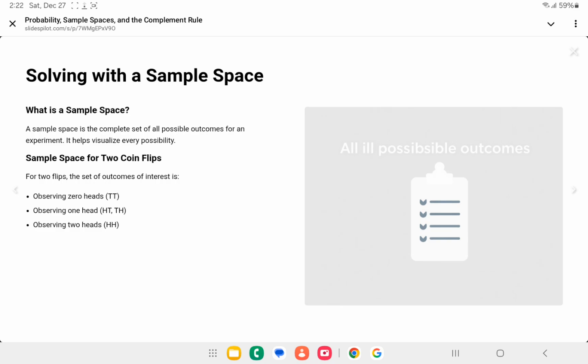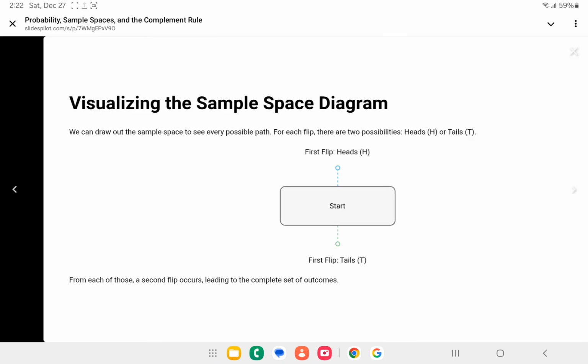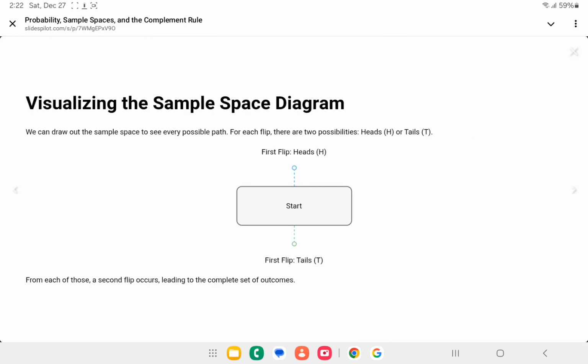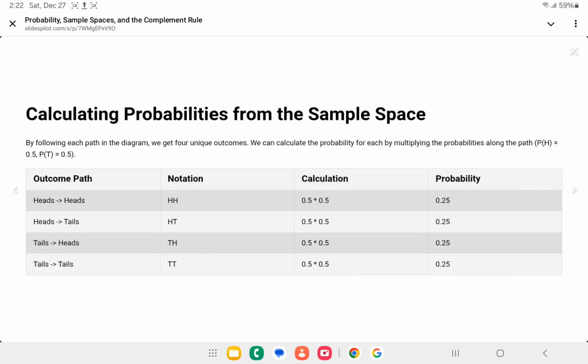We can also draw out the sample space for flipping the coin twice. For the first flip, we can get either heads or tails. Then from each of these possible outcomes, we would perform a second flip, in which the coin can again land on heads or tails. This is the complete sample space diagram. From this diagram, we can determine the possible outcomes and the probability for each outcome.